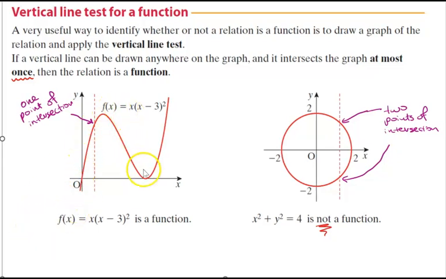So for example, in this function, the red curve is the function, x times (x minus 3) squared. If we were to move this vertical line anywhere to the left or the right, it would intersect the graph once and only once. Whereas with the graph on the right, we have 2 points of intersection.